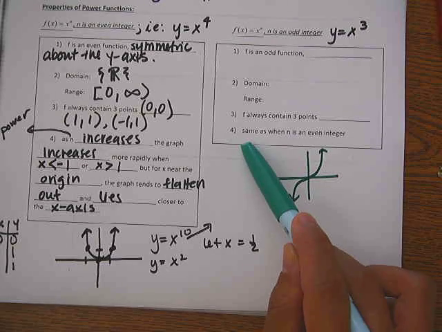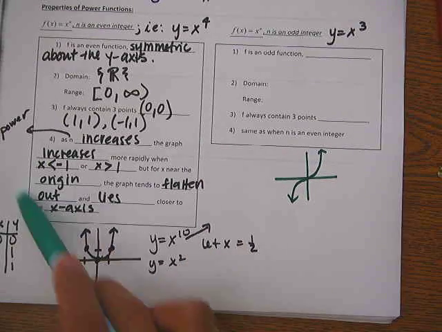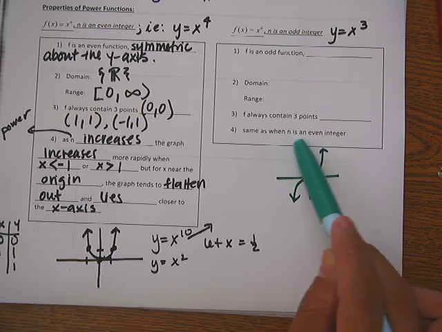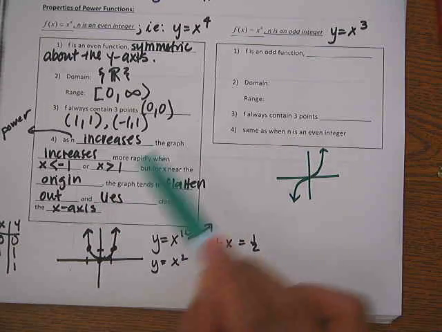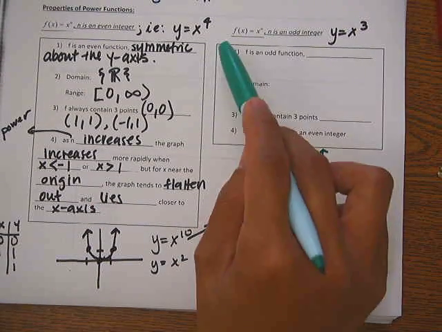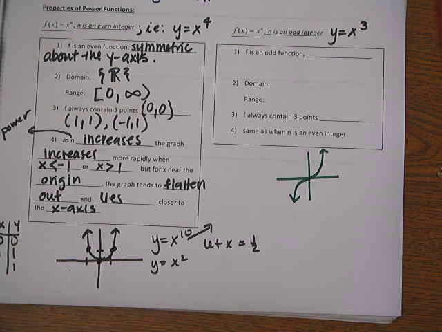And number 4 says everything is the same as when it's even, so the only differences we have are the first 3 main points of the box.